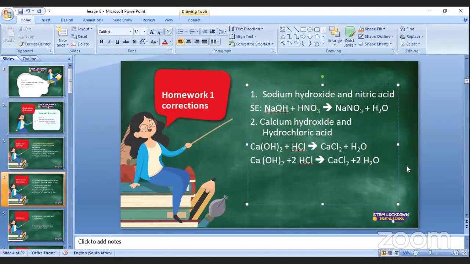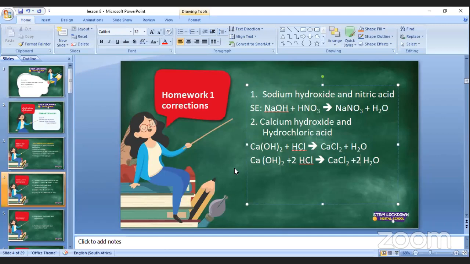And then, is our equation balanced? Yes, it is balanced. The chlorine, this side are 2, this side are 2. The hydrogens, this side are 4, and this side are 4. 2 here and 2 here, that's 4. So the equation is balanced. Are we clear, grade 9s?